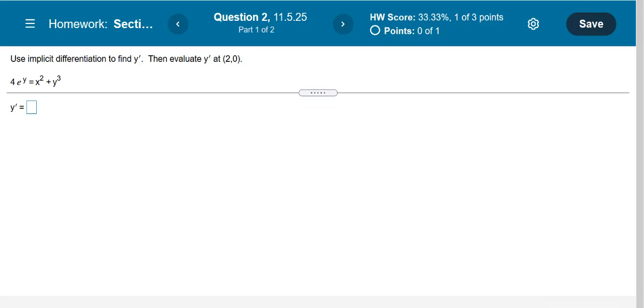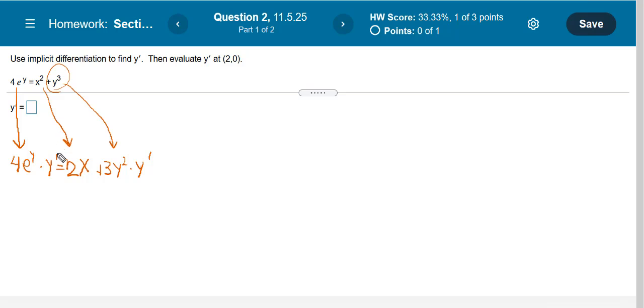Since the technique is the same as the first one, we'll go through this a little quicker. The derivative of 4e to the y by the chain rule would be 4e to the y times y prime. The derivative of x squared by the power rule would be 2x. The derivative of y cubed, again by the chain rule, would be 3y squared times y prime.